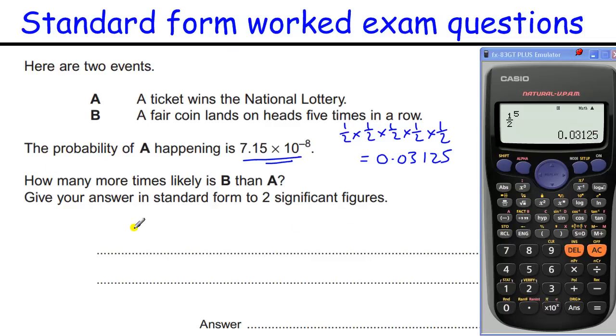So we've got to do 0.03125 divided by 7.15 times 10 to the minus 8. That's how many times that goes into that, so that's how many times more likely it is.